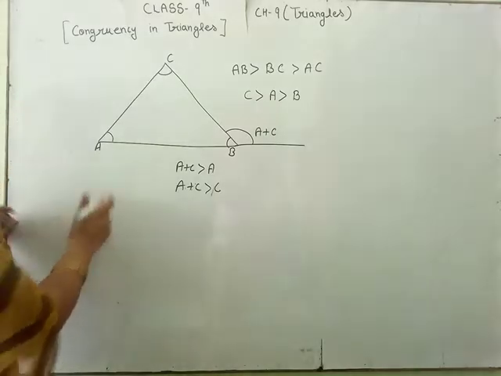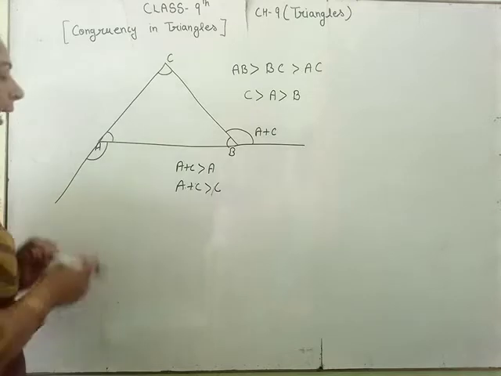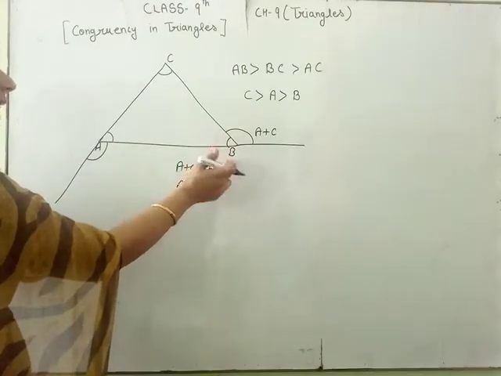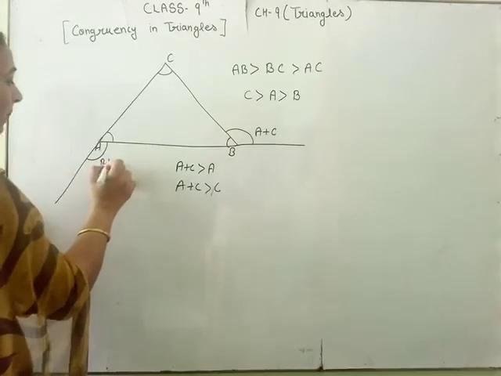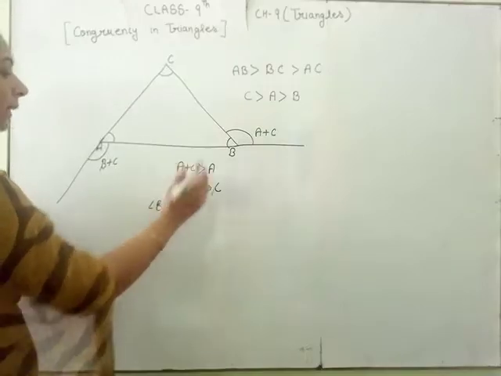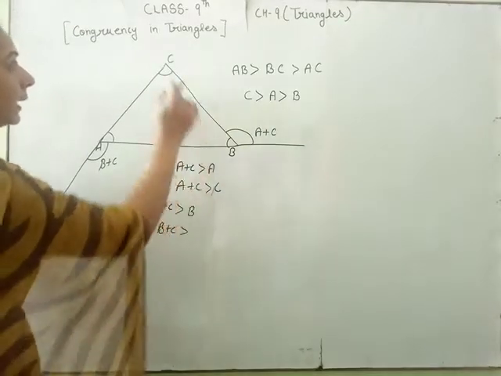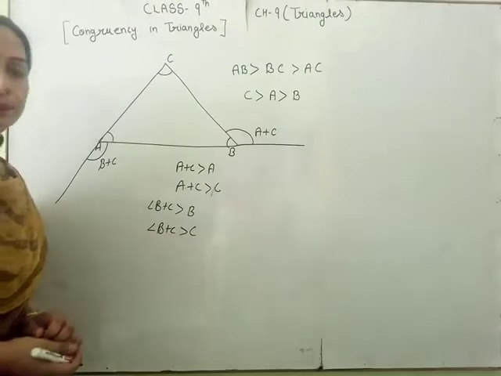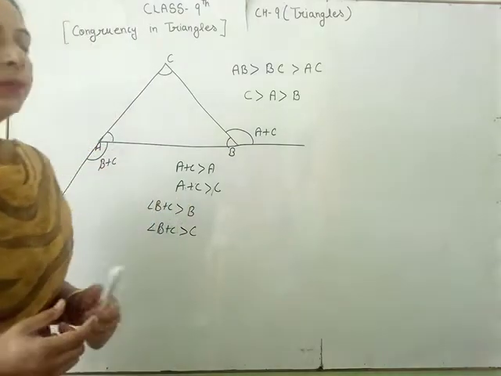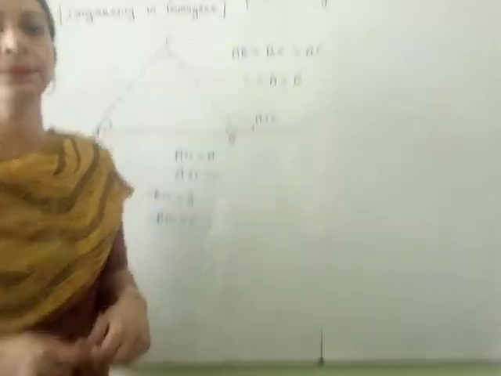Okay, students. Same, if we produce this side, this is the exterior angle, and this exterior angle is equal to the sum of the two interior opposite angles, that means the sum of B plus C, and angle B plus C is greater than angle B, and angle B plus C is greater than angle C. Okay, students. Next, we take the conditions for congruency of triangles.